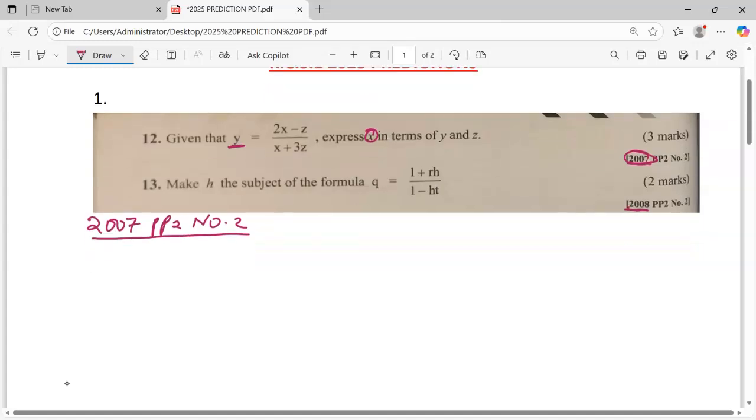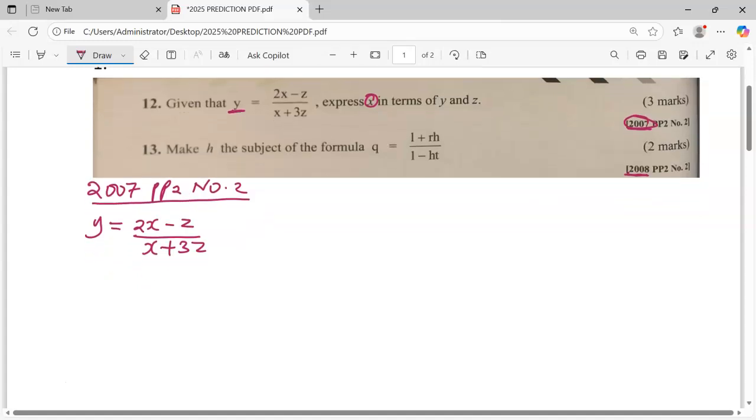And therefore, we can bring down the question. y is equal to 2x minus z divided by x plus 3z. This is a fraction. We are going to rationalize y as a fraction by putting it over 1. Then we cross multiply. 1 times 2x, you get twice x. 1 times minus z, you get minus z. And this one is going to give us y times x, you get xy. Then y times 3z, you get positive 3yz.